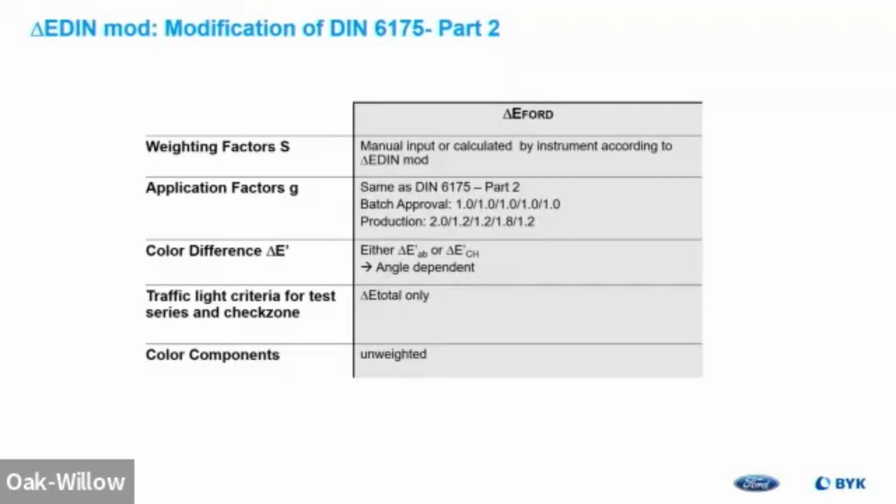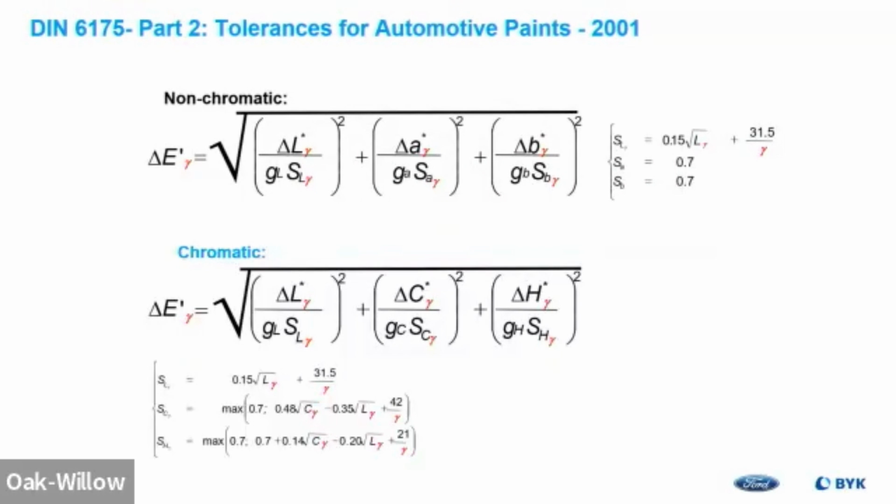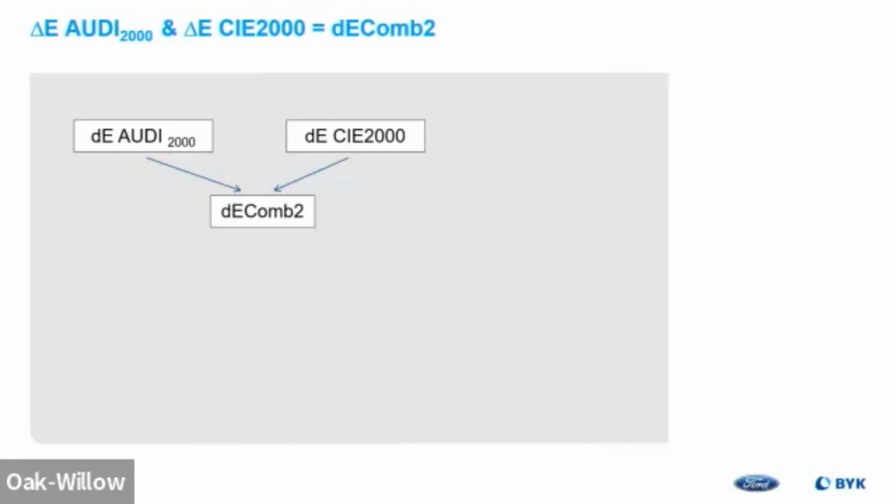For Ford, which is who we're doing the study with, they use delta E Ford, which is based off the DIN equation, and the components are unweighted. And here's the equation. You don't have to worry about it. The instrument does it itself. But this is the equation that Ford uses currently.